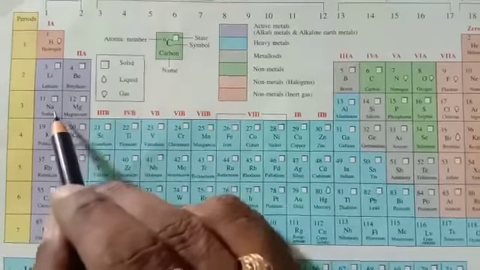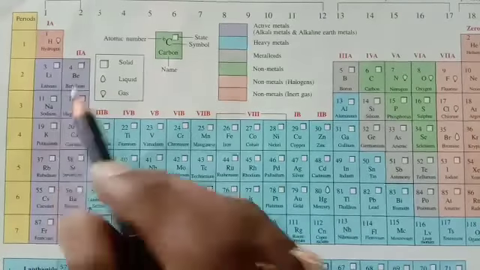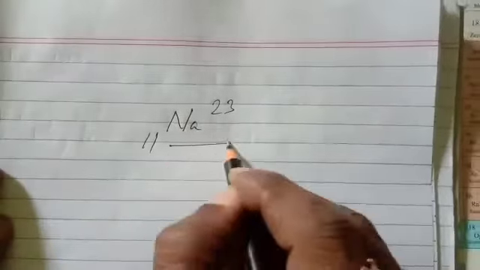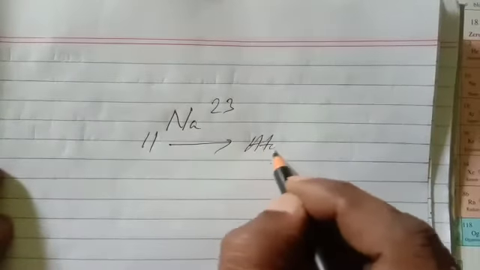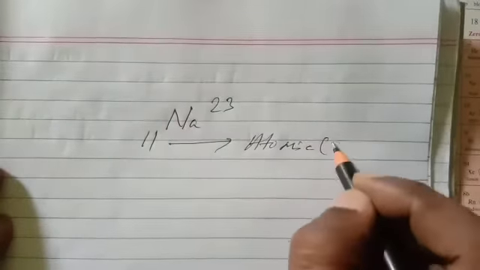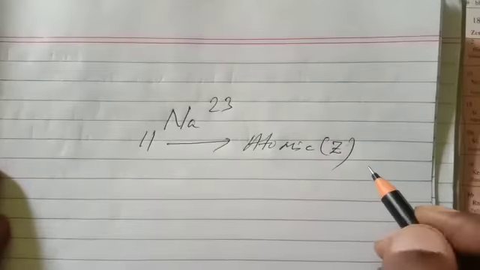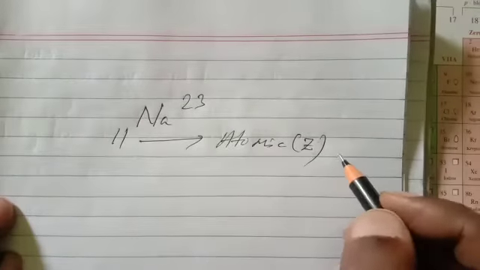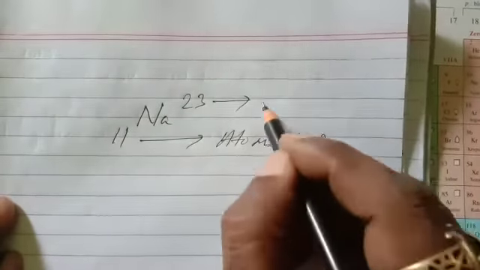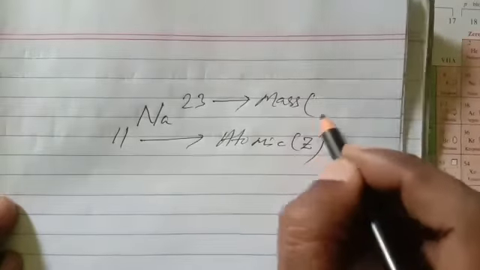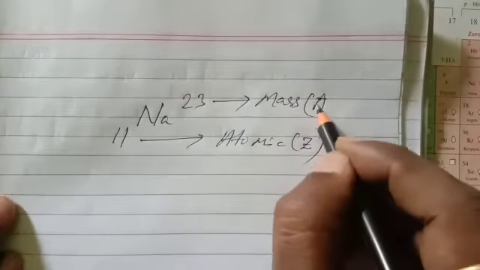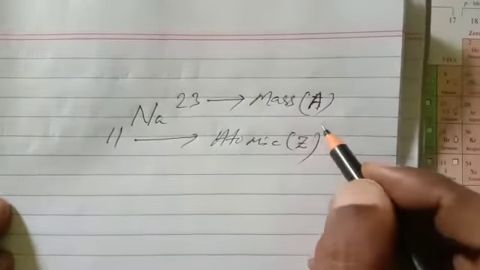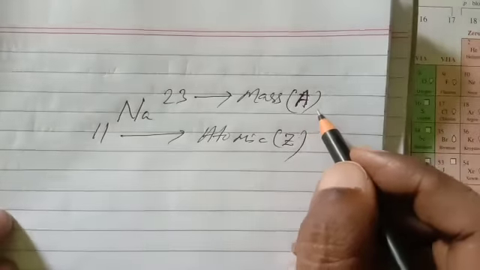First, we consider sodium. Sodium atomic number is how much? 11. Mass number 23. The atomic number of sodium is 11. Atomic number is denoted by Z. Atomic number is equal to number of electrons or number of protons. And 23 is the mass number. Mass number is denoted by A, which is equal to number of protons plus number of neutrons.